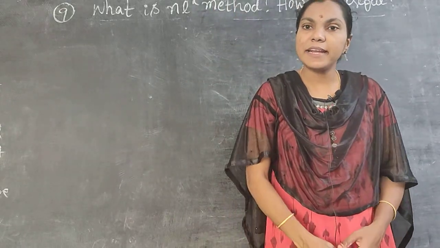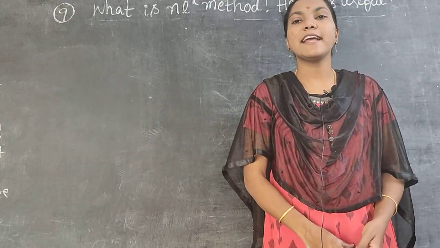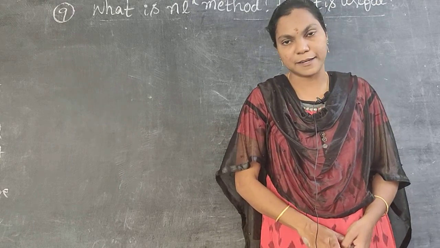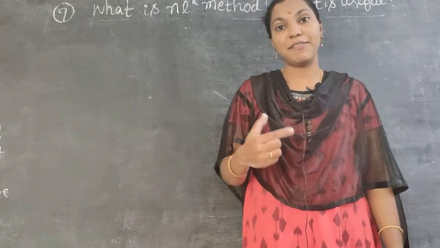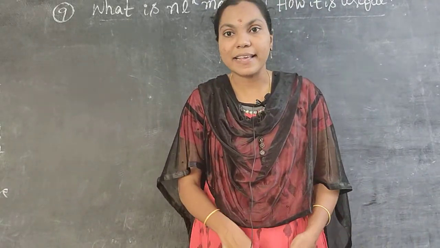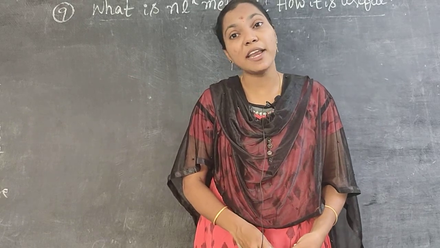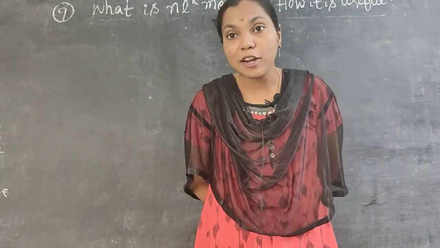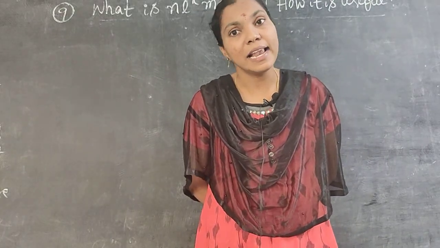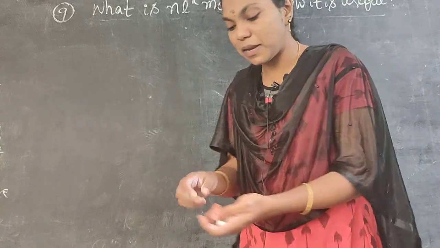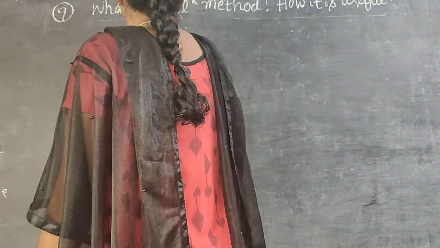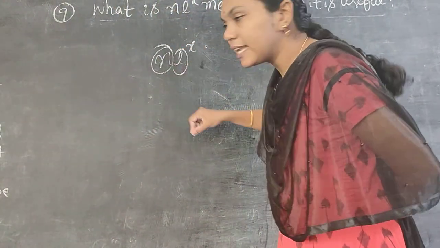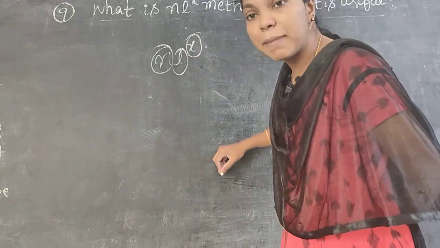Already I explained in the past videos what the NLX method is and how it is useful in writing the electronic configuration of an atom. Once again I will revise that method. The NLX method is a shorthand notation of an electronic configuration. Here N is the principal quantum number, L is the angular momentum quantum number, and X is the number of electrons.